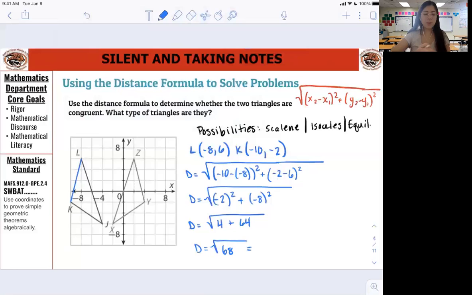I got 8. So what did you say? What's the full thing? 8.24621. Good. And Alejandro, he rounded it to the nearest what? Nearest 100th. Good. So to the nearest 100th, that would be 8.25. Let's keep it as that. That's fine. 8.25. All right.